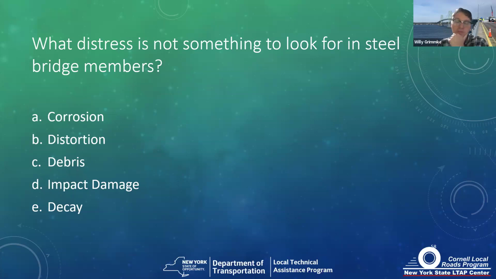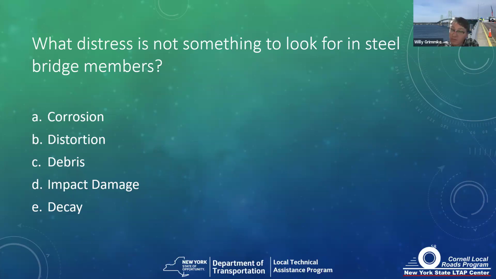Debris, I'll start out. Corrosion is something we definitely want to look for on steel. That's the Achilles heel of steel. Distortion, if it's undersized or not performing correctly, distortion will be an issue. I will point to the I-35 bridge collapse out in Minnesota several years ago. There were gusset plates that were distorting.